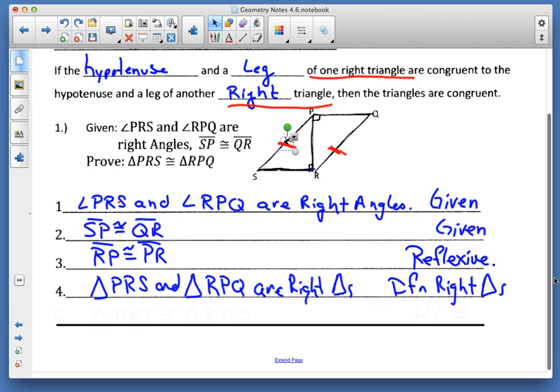Now I've stated that these two triangles are right triangles. According to the theorem HL, I can now say that the longer side opposite the right angle is the hypotenuse, and that one of the sides that make the right angle is a leg. And because of that, hypotenuse leg, I'm allowed to say that the two triangles are congruent. Is there a reason for them being congruent?